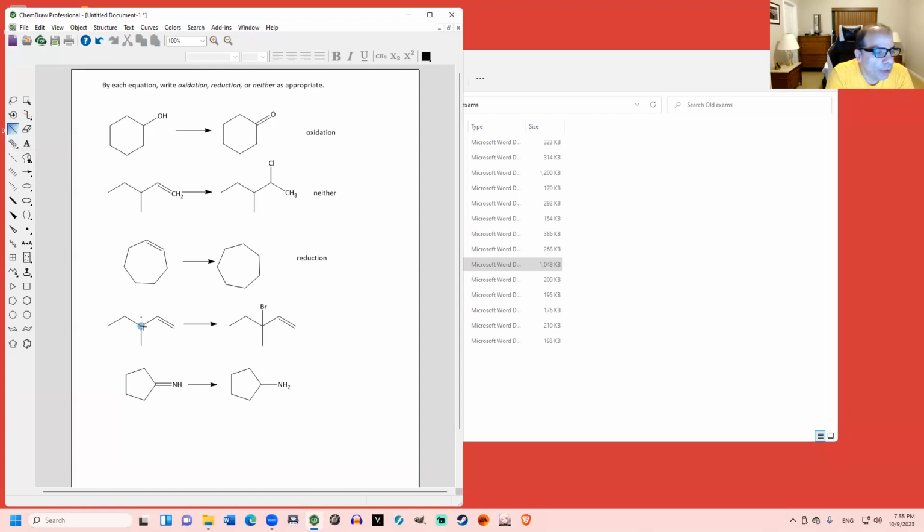What about the next one? Well, we've replaced a carbon-hydrogen bond with a carbon-bromine bond. So we've reduced the number of carbon-hydrogen bonds, which is an oxidation, and we've also increased the number of bonds between carbon and an electronegative element, which is also oxidation. You could look at it either way. Whichever method you use, you come up with the same answer, oxidation.